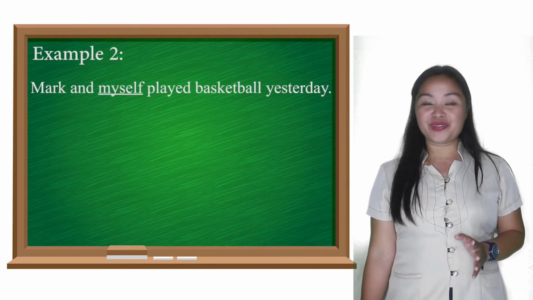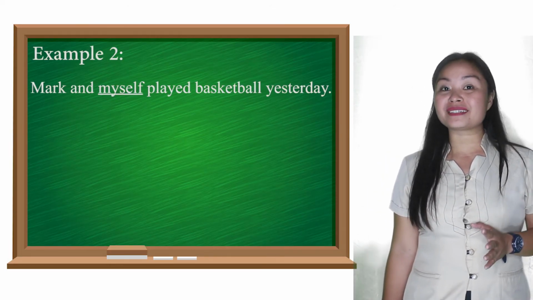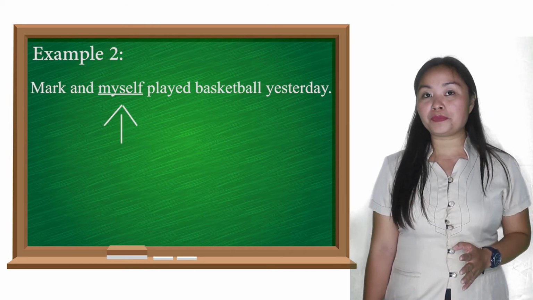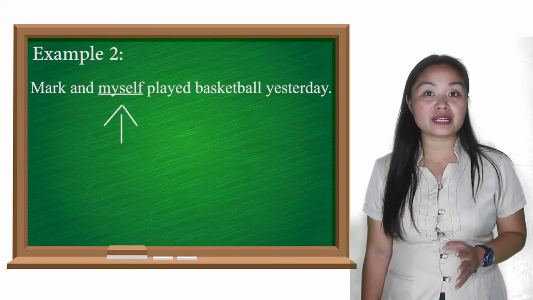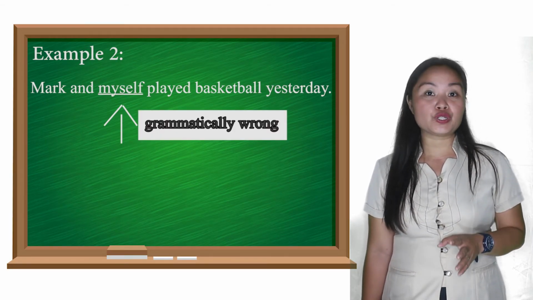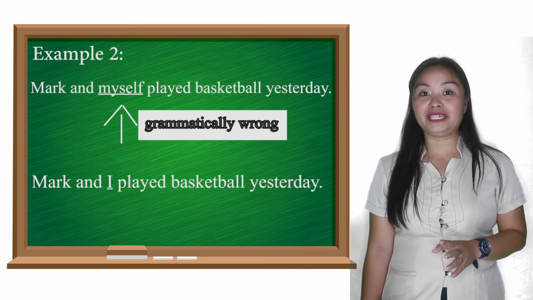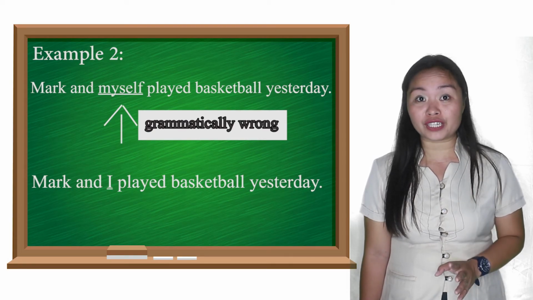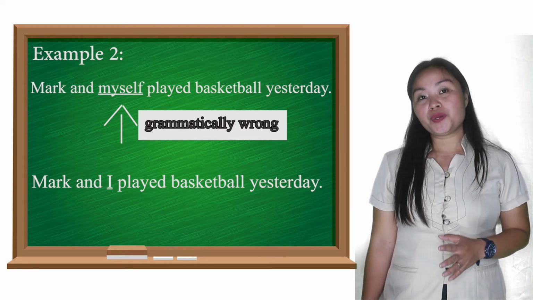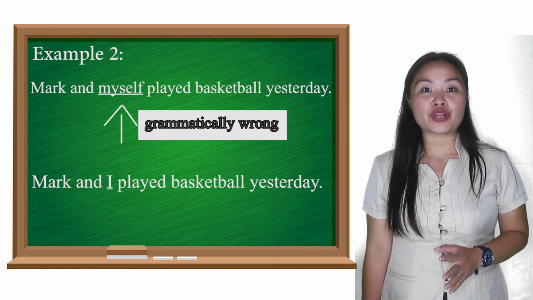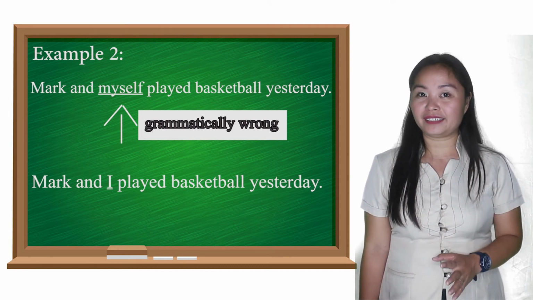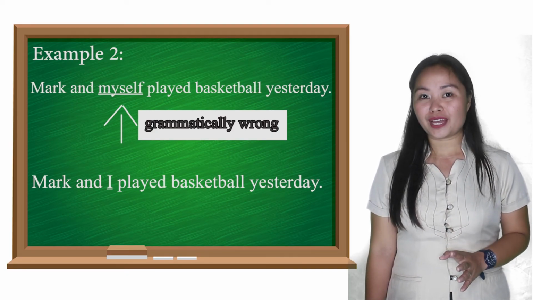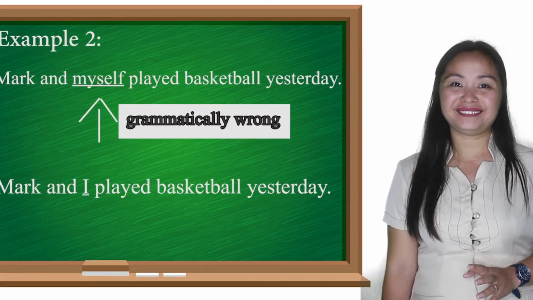Another example could be in this context: Mark and myself played basketball yesterday. Myself, as used in the sentence, makes the sentence grammatically wrong. It should be, Mark and I played basketball yesterday. Do not use myself as a subject in a sentence. You can use the intensive pronoun myself after you mention I. That is correct, but it can't be used all alone as subject. I hope that is noted.